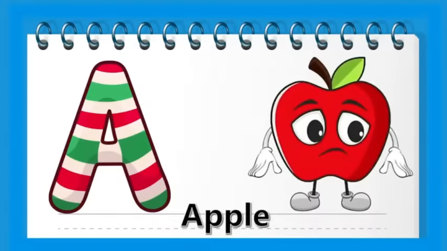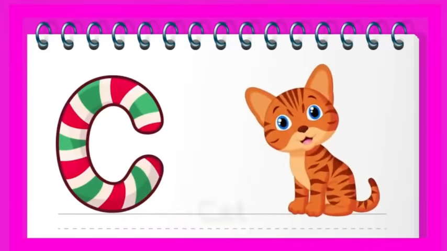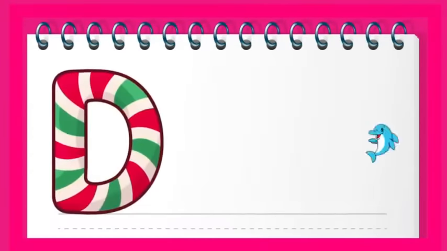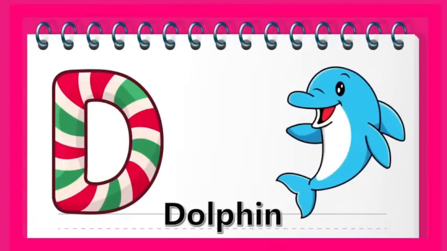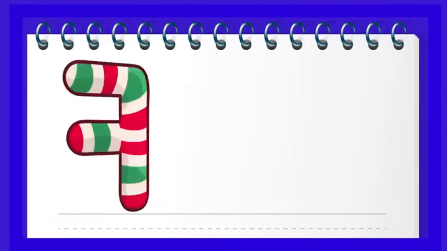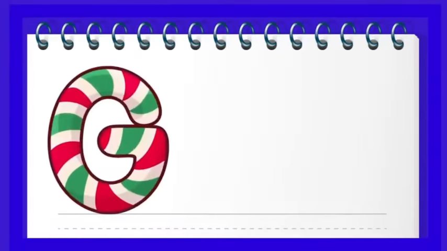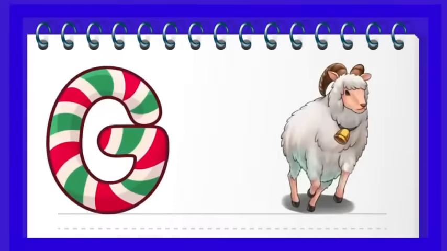A for apple. B for ball. C for cat. D for dolphin. Fish. G for goat.